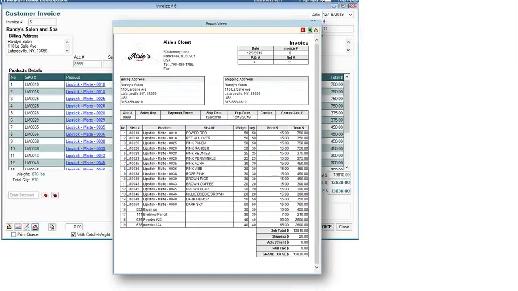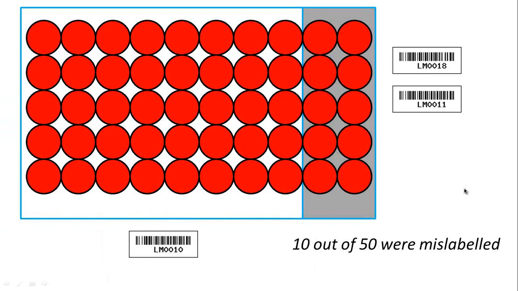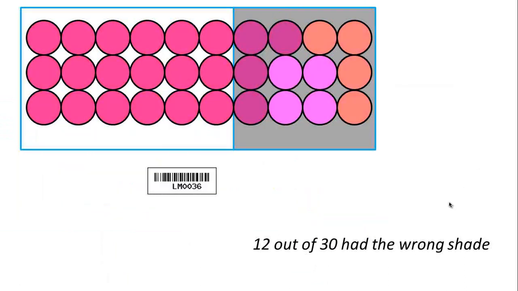15 different shades of lipstick were ordered, and for some reason, some were labeled incorrectly, and the customer had only discovered it after thorough inspection. Others had the wrong shade. In this picture, 10 out of 50 LM10s were labeled as either LM18s or LM11s. In this picture, 12 out of 30 were labeled LM36, had the wrong shade.